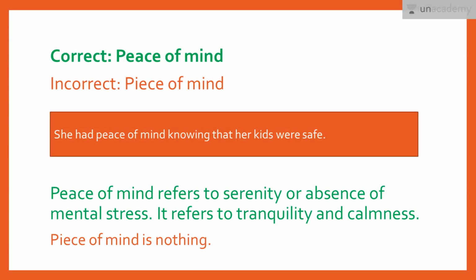Now, the next phrase is peace of mind. How do we incorrectly use it? Piece of mind. Just concentrate on the spelling. The first one is correct, the second one is incorrect. She had peace of mind knowing that her kids were safe. Peace of mind refers to serenity or absence of mental stress. It refers to tranquility and calmness. There's nothing called piece of mind. The second one is incorrect.